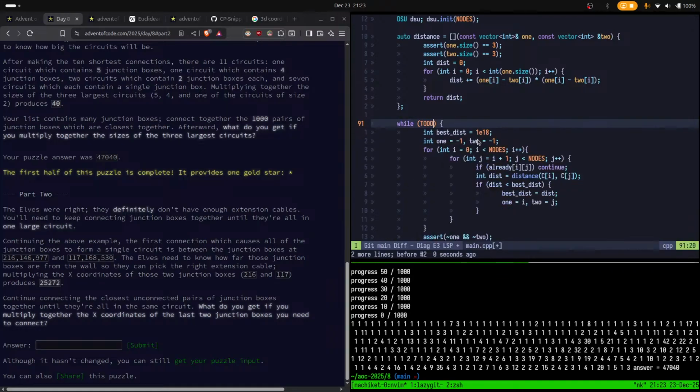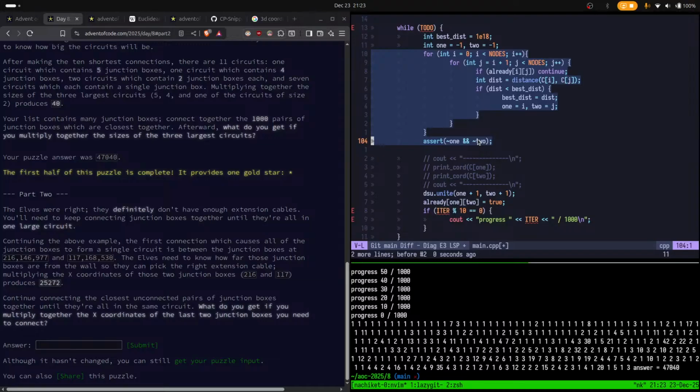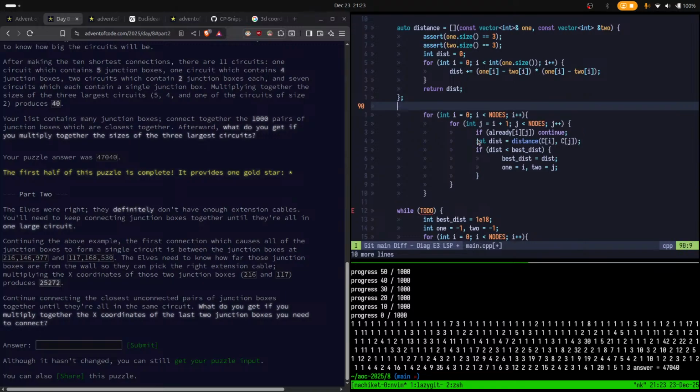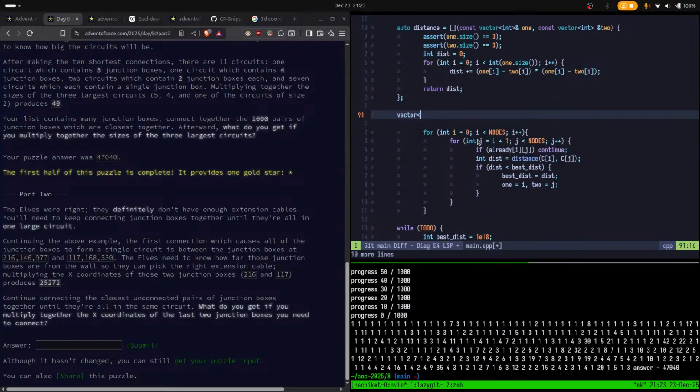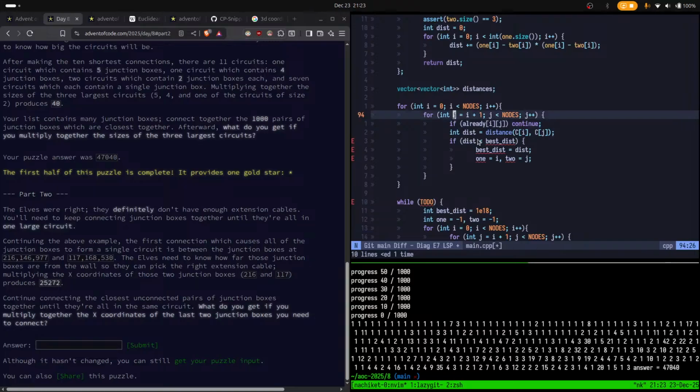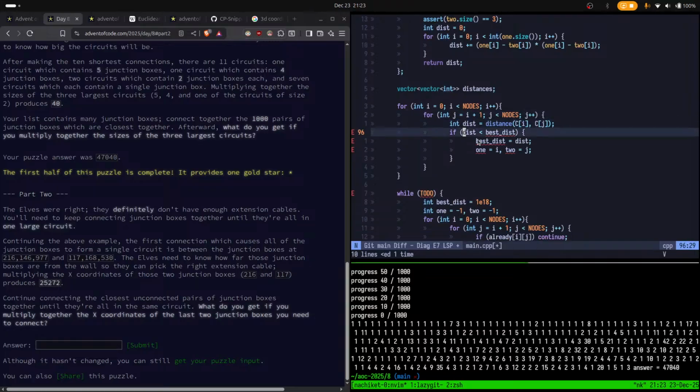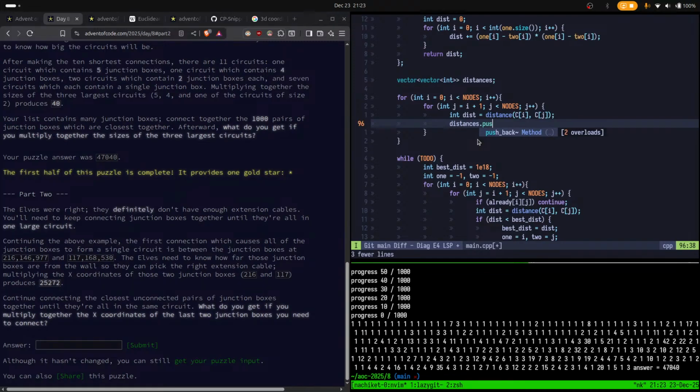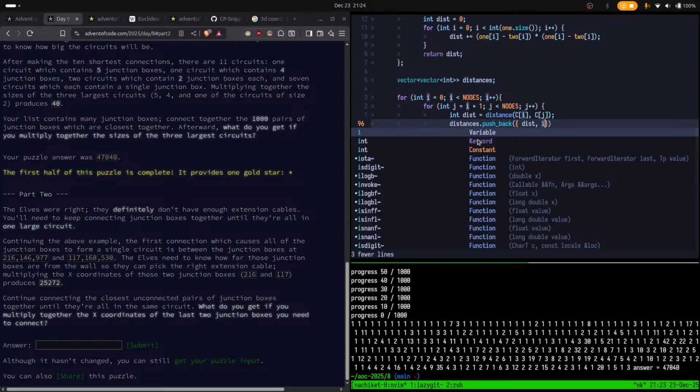some while loop with some termination condition, and I will probably extract this outside and store a vector of ints, distances, and this is not required. This should be distances dot pushback, the distance as well as those coordinates. So dist, i and j.